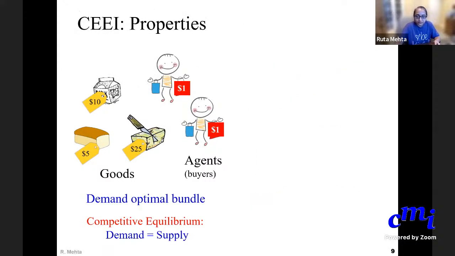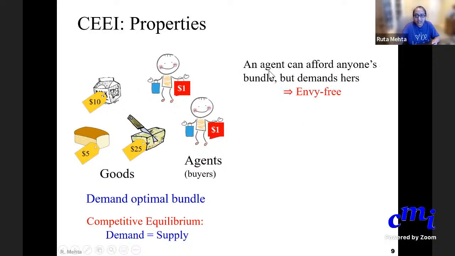Okay, so what are the properties? You can immediately see that the outcome or the allocation from the competitive equilibrium has to be envy free. Do you see why? Okay, so there is a question: if supply is greater than demand, they will be able to buy an optimal bundle, no? So if there is more supply than demand, then there are some items unallocated, and so that's not a competitive equilibrium. Okay, so do you see why this is envy free?